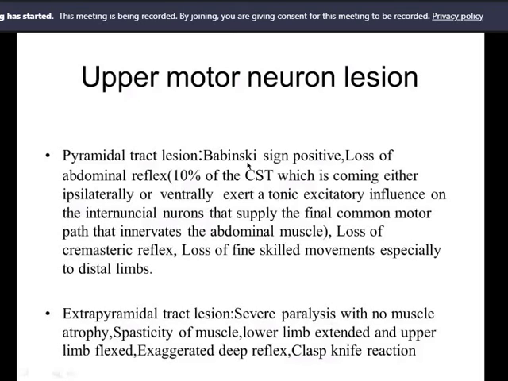Am I clear? Because in stroke patients, you will see the Babinski sign is positive. Loss of abdominal reflex, loss of cremasteric reflex, at the same time, muscle atrophy will be there. A little bit, but not too much.